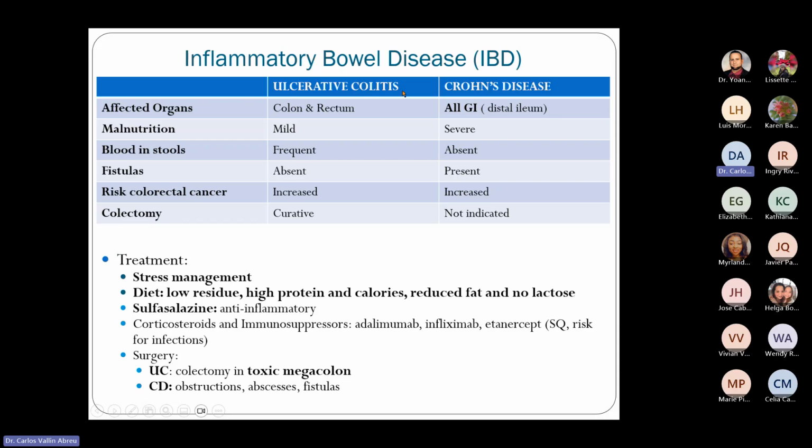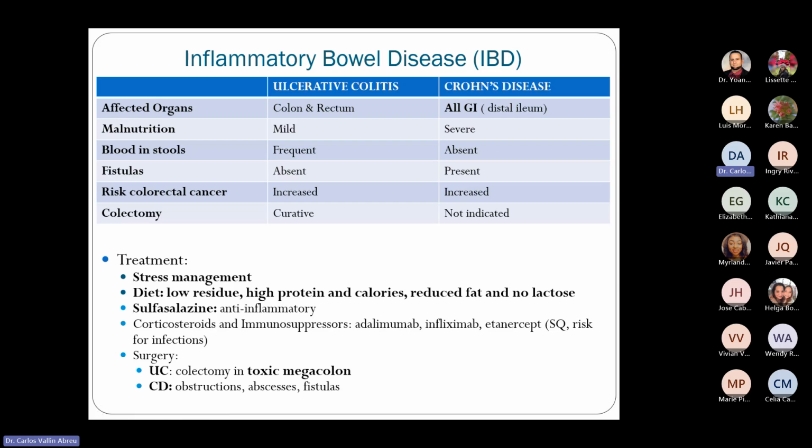The inflammatory bowel disease is represented by ulcerative colitis and Crohn's disease. They are the two presentations of IBD. Both are inflammation and both are autoimmune. Ulcerative colitis is limited to the colon and rectum, but Crohn's disease is from mouth to anus. Even if the distal ileum is the most affected part, the whole GI tract can be affected by Crohn's disease.